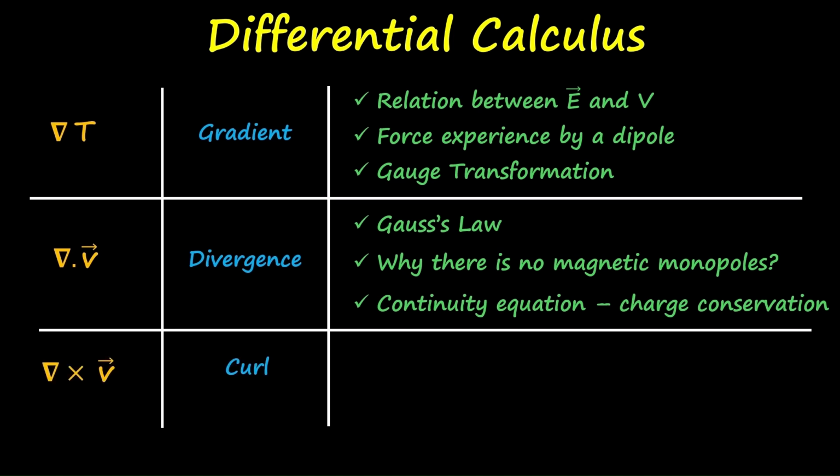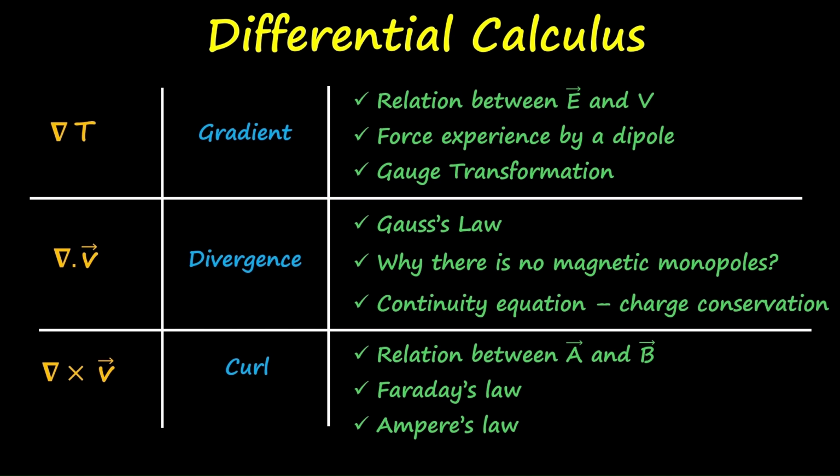Then we'll be talking about curl. The expression of curl you can find in the relation between the vector potential and the magnetic field. You can find it in Faraday's law and also in Ampere's law. To understand gradient, let us take an example.